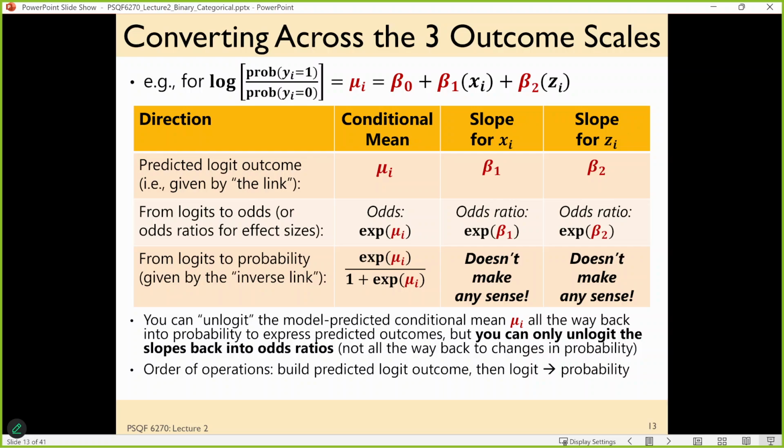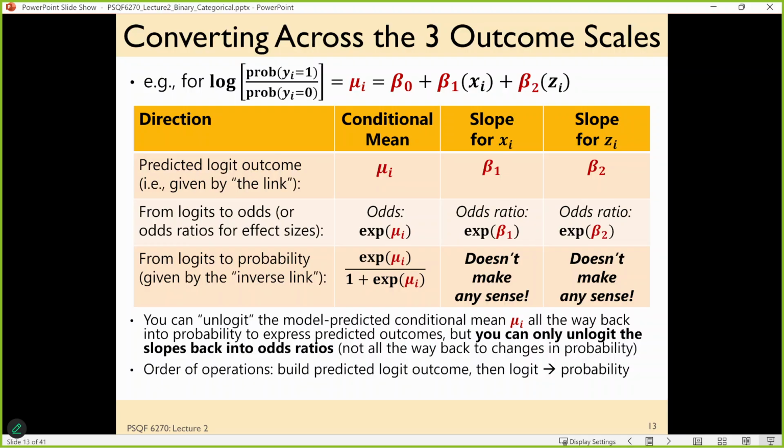Cannot. So the order of operations then is we use the slopes to build a predicted logit. We then take that predicted logit and convert it into predicted odds or predicted probabilities. We don't touch the slopes in terms of probability. If you want to talk about effect size, then you can convert them into something called an odds ratio.